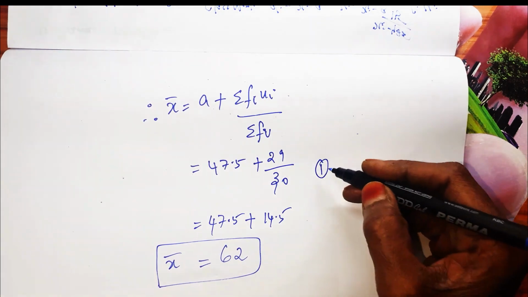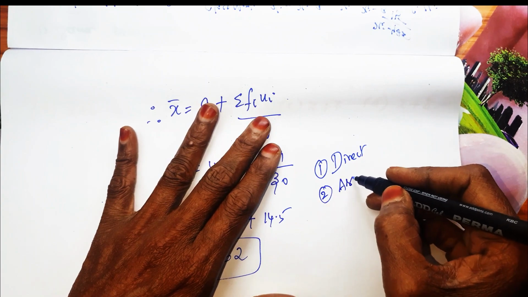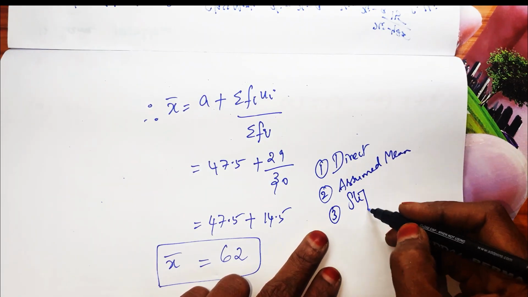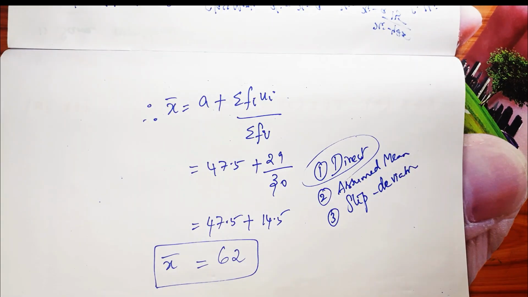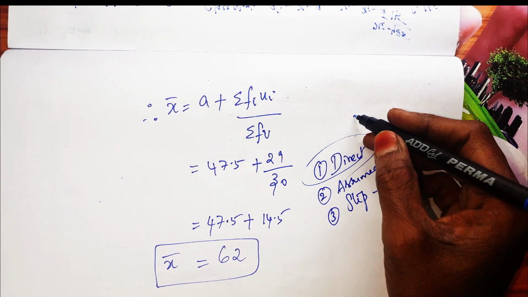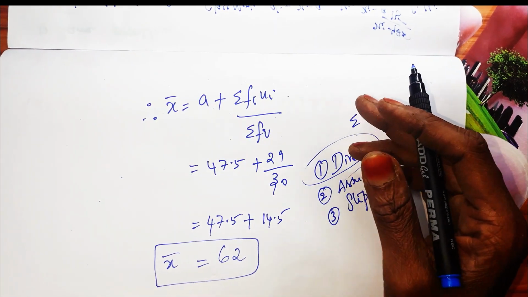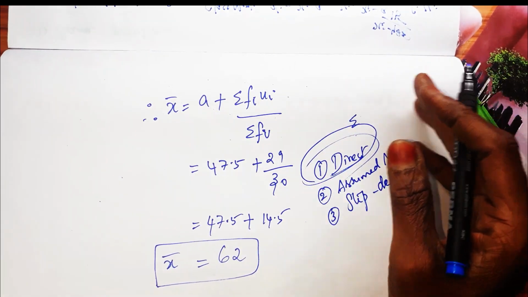So we have 3 methods. One is the direct method, the second one is the assumed mean method, and the third one is the step deviation method. When you use the direct method, whatever values are given, we directly take those values and multiply. If you have 2-digit numbers and we are multiplying with a single digit, Fi Xi will be in 3 digits. And when we add, we get a 4-digit value, which is a big value. So the calculation is quite lengthy and tedious.